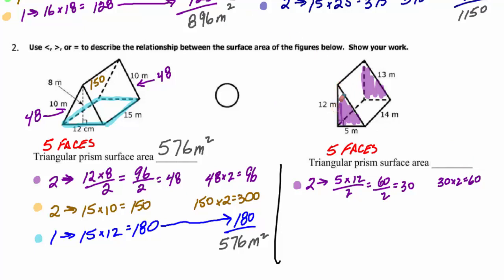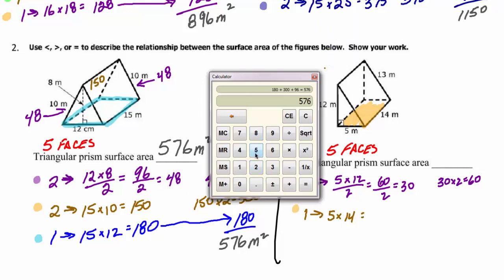Then I have, let's get that gone so we can see the next one. Then I have a face right here. That face is 5 by 14. So I have one face that's 5 by 14. Where's that calculator? There we go. So 5 times 14. That face is 70. There's only one like it, so I can bring the 70 right over.